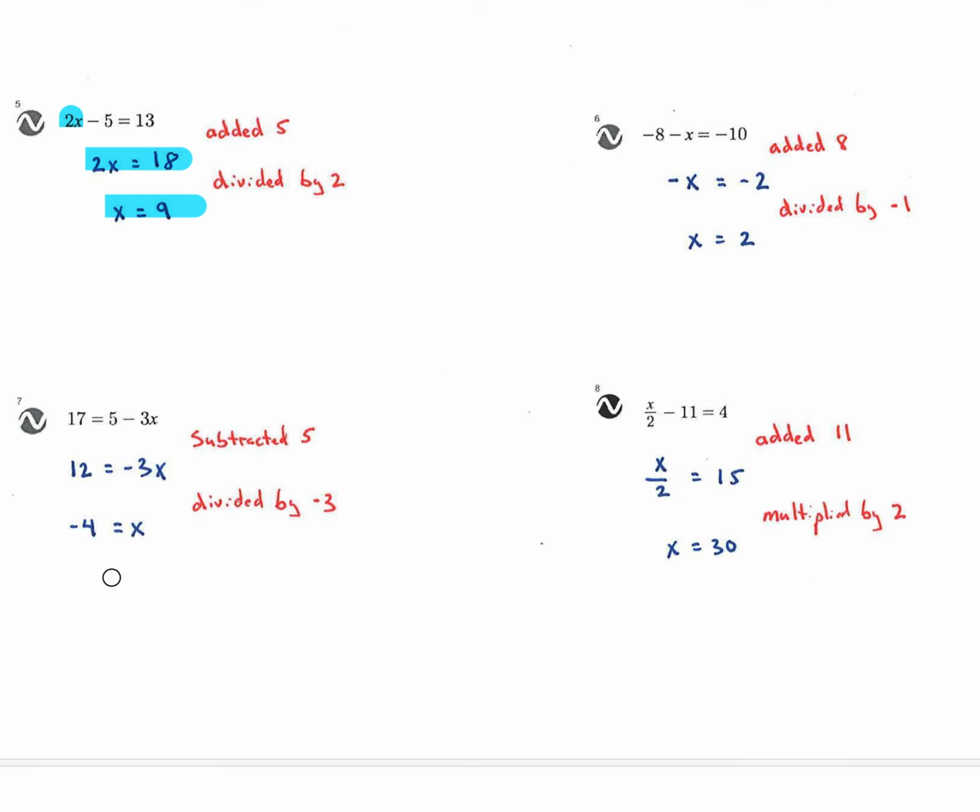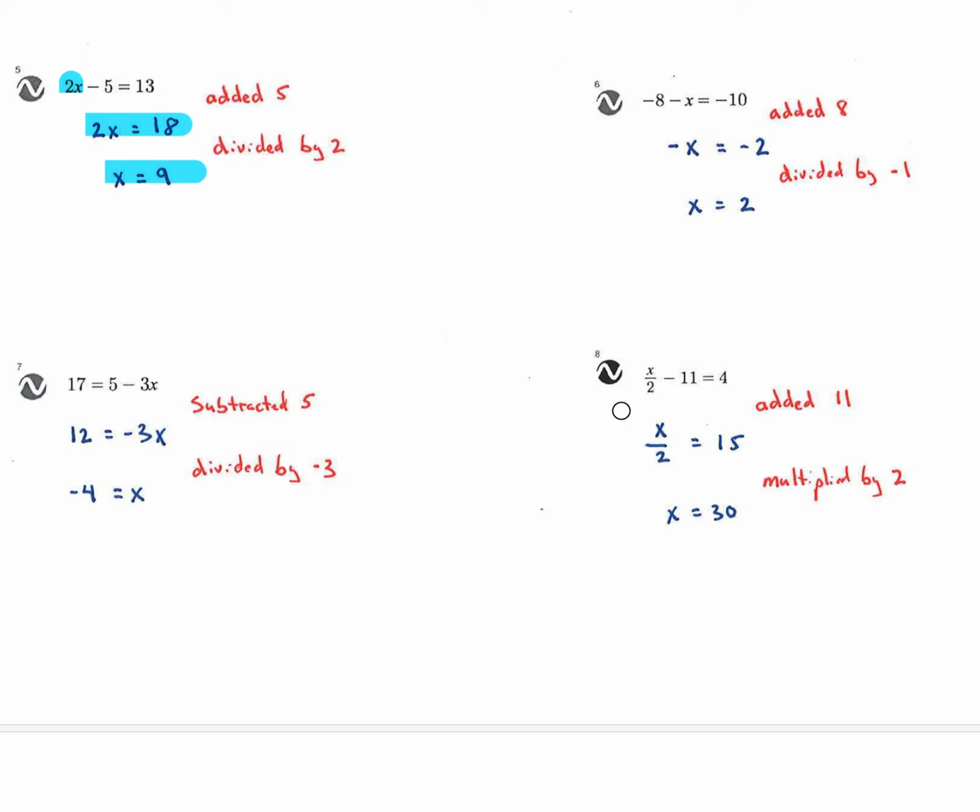Look at number 7. I'm going to subtract 5 first. 17 minus 5 is 12, and that's going to leave on this side of the equation the negative 3x, and negative 3x is negative 3 times x, so then I'm going to divide by negative 3. 12 divided by negative 3 is negative 4. Again, these are all two-steppers. What did I do? And then what did I do?